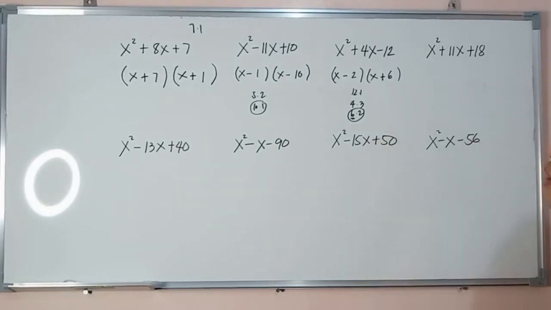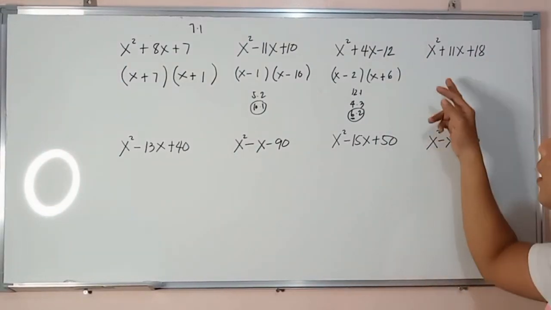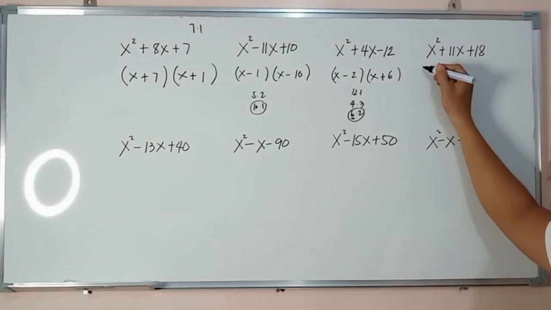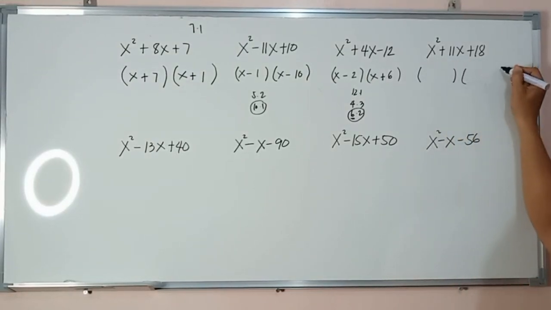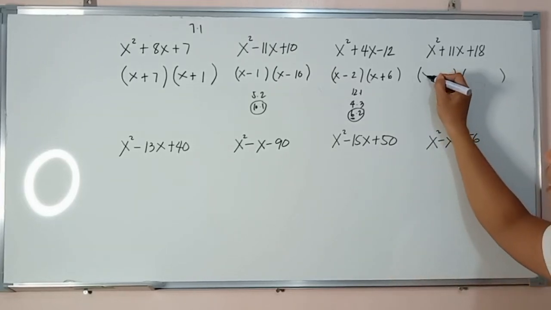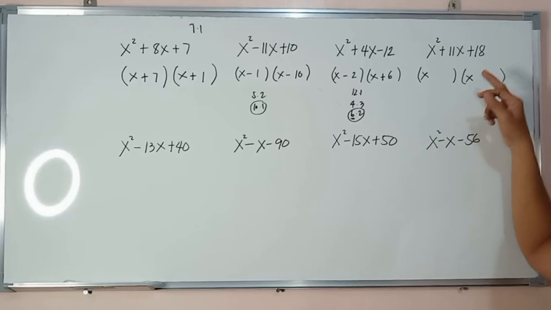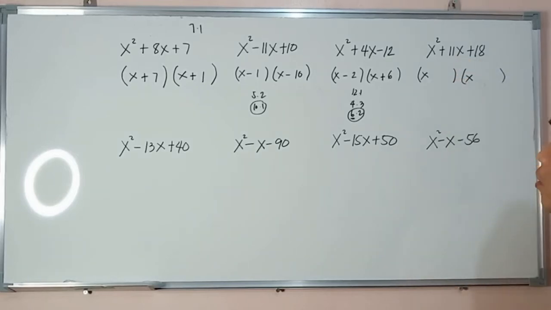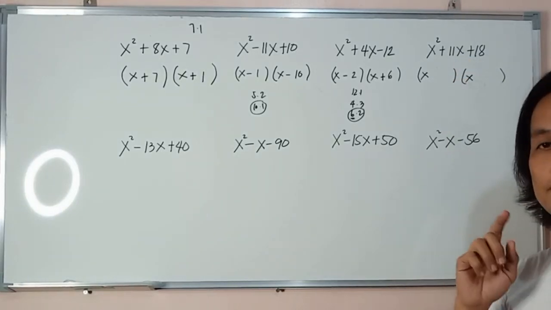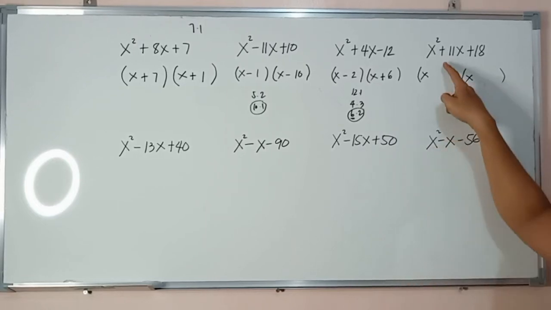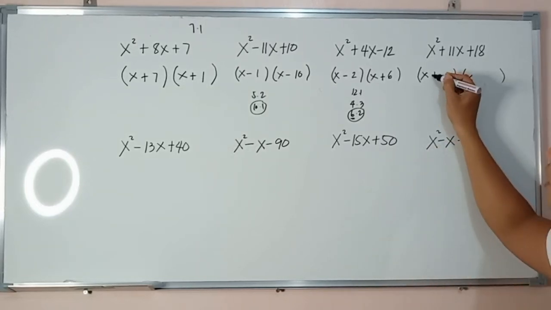Now let's proceed to our next example. We are given x squared plus 11x plus 18. So the same, we have here the binomials. We factor out the first term, which is x squared, so we have x times x. Then our last term is positive 18. Since the last term is positive, we copy the sign of the middle term. Again, do not forget, if the last term is positive, we simply copy the sign of the middle term. Since our middle term is positive, these are all positive.